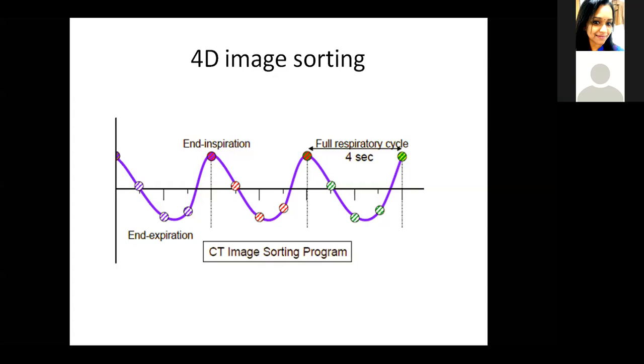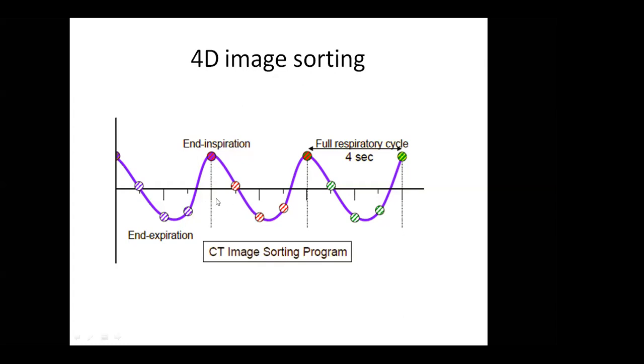The second thing is the breathing cycle. The breathing cycle is between two inspirations or two expirations, crest to crest or trough to trough. That's the breathing cycle. So generally, for your 4D CT to be able to sort this nicely into different phases, 10 phases is what the sorting is generally done into.